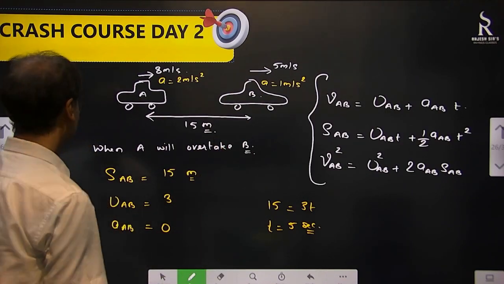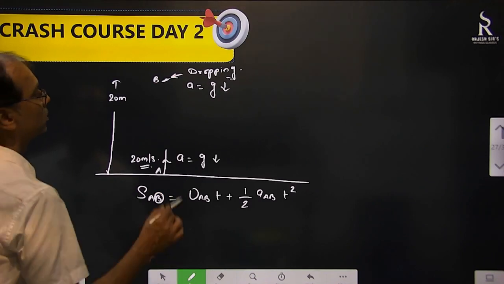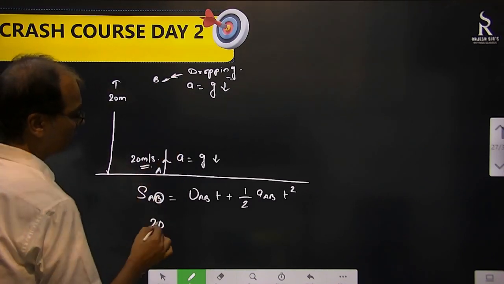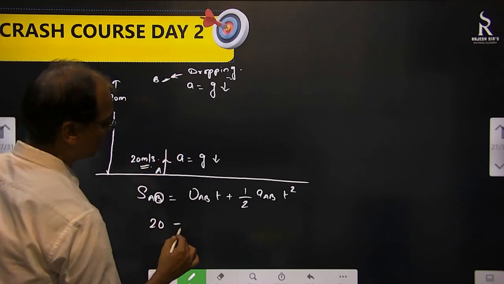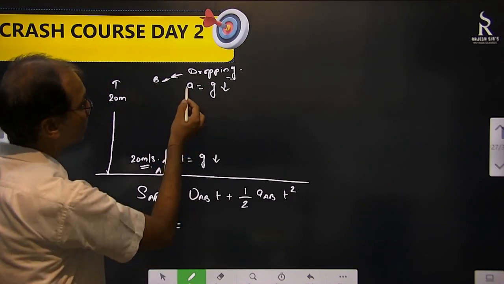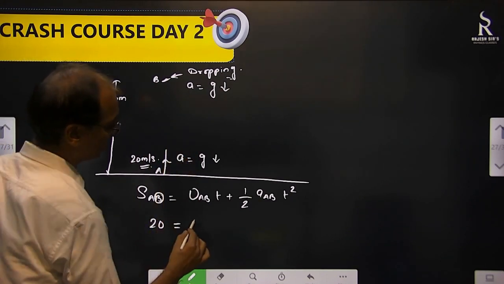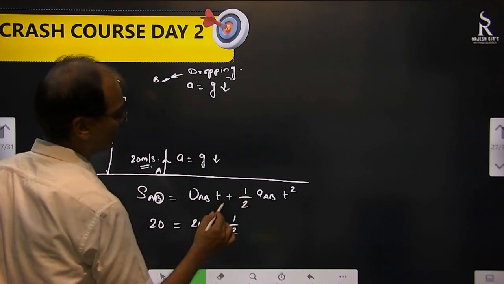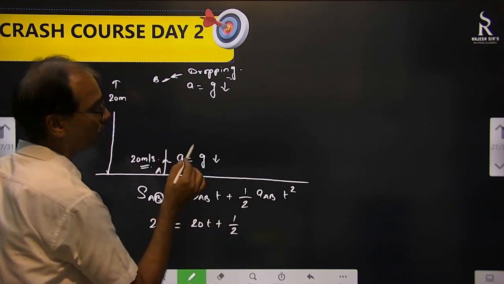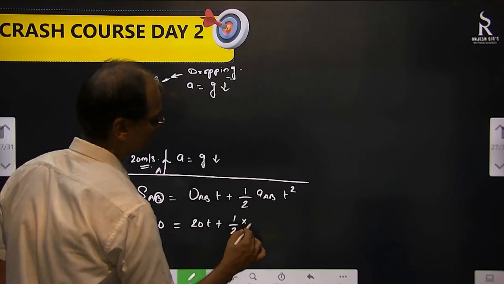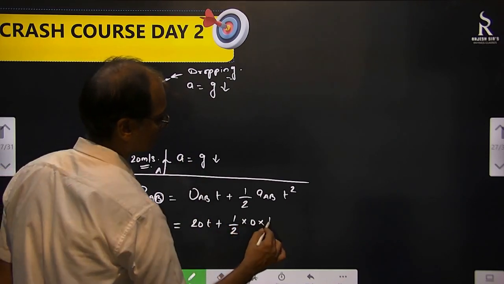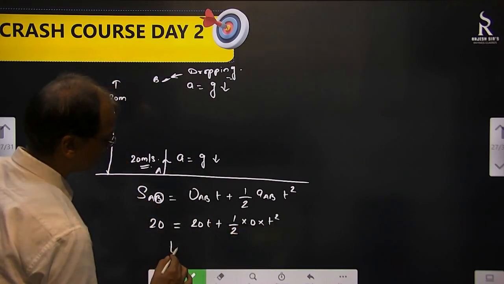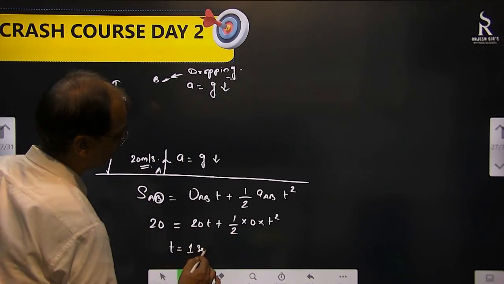So here B is at rest. How much does it have to travel? 20. So I wrote 20 plus UAB. That means UA minus UB. UB is anyhow 0, UA is 20, so 20 plus half acceleration of A, g, acceleration of B, g, both downwards, so 0. So T is 1 second. After 1 second, both are going to collide. Simple.